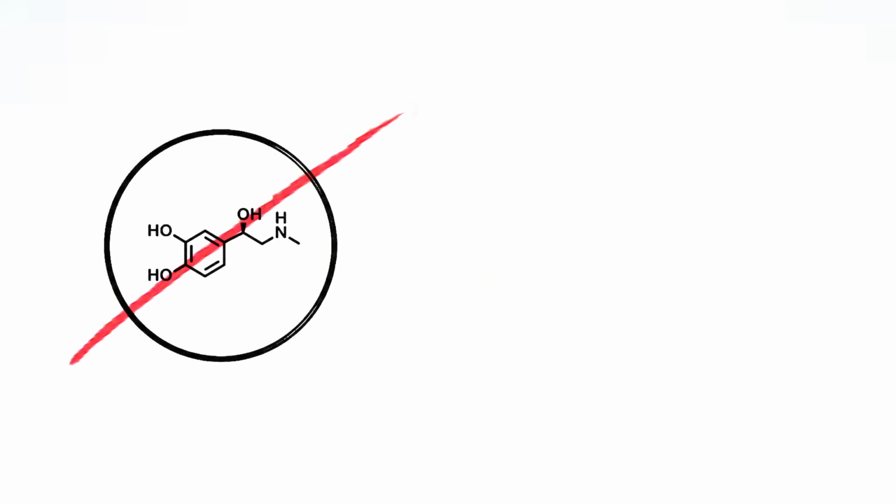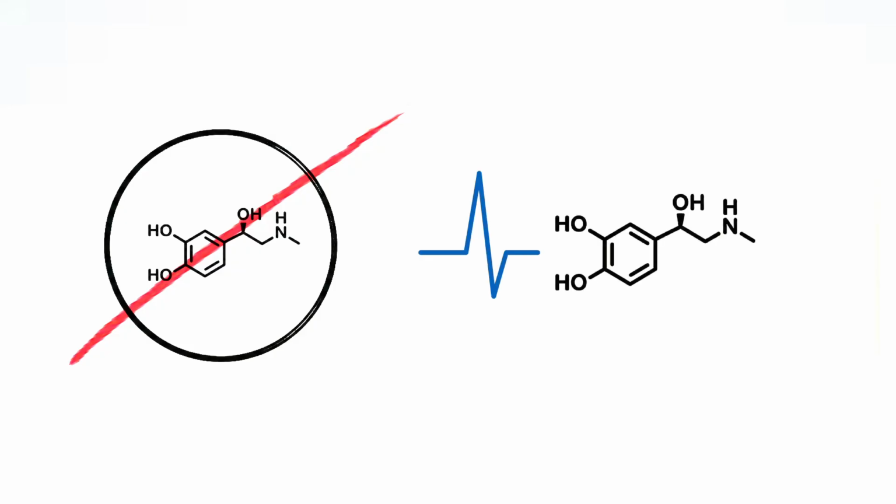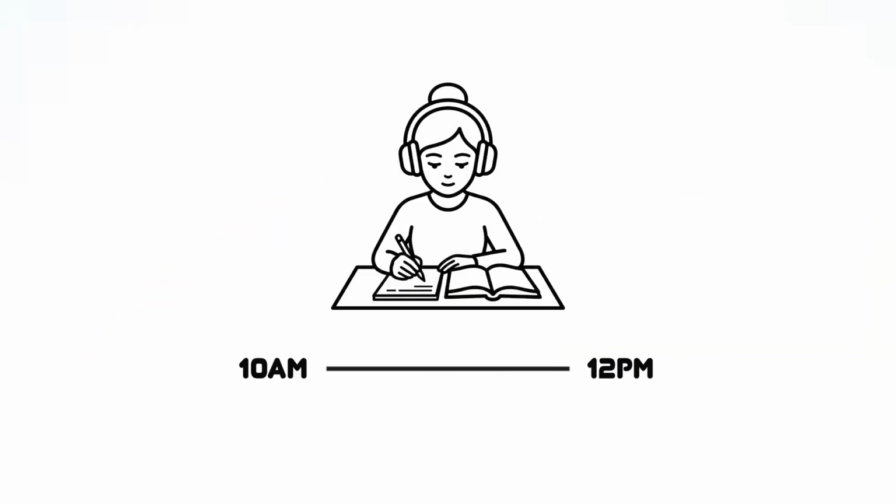However, what scientists found is that it is not adrenaline alone that improves our ability to commit something to memory, but a spike in adrenaline after learning something that improves our ability to remember it. Let's talk about what that means. So let's say you study from 10 a.m. to noon. What the scientists found is that it's not actually optimal to drink caffeine before learning at 10 a.m., but immediately after learning at noon.